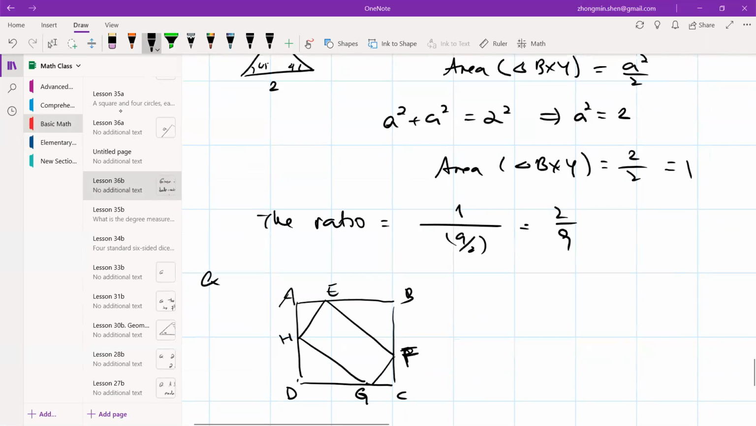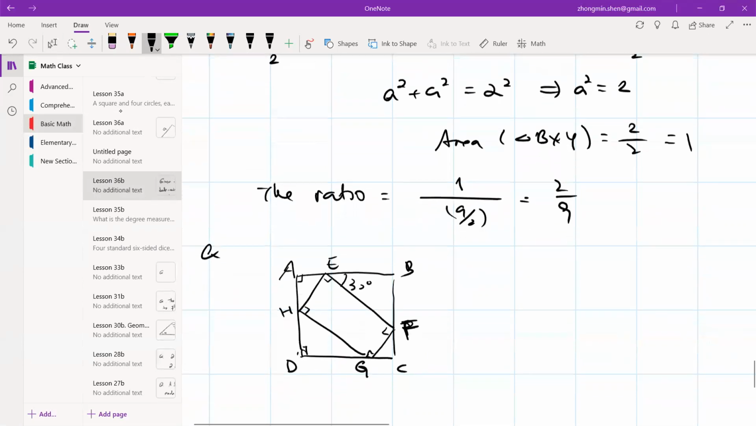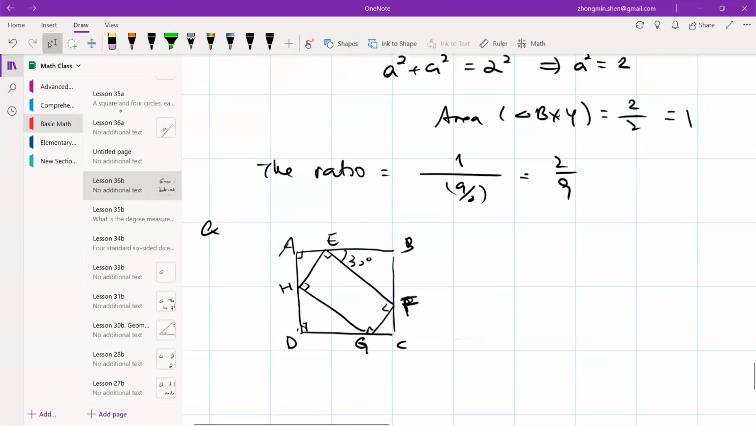Okay, so this is going to be 30 degrees. It's a right rectangle. I also know that this side is 12, and FG is going to be 2 square.